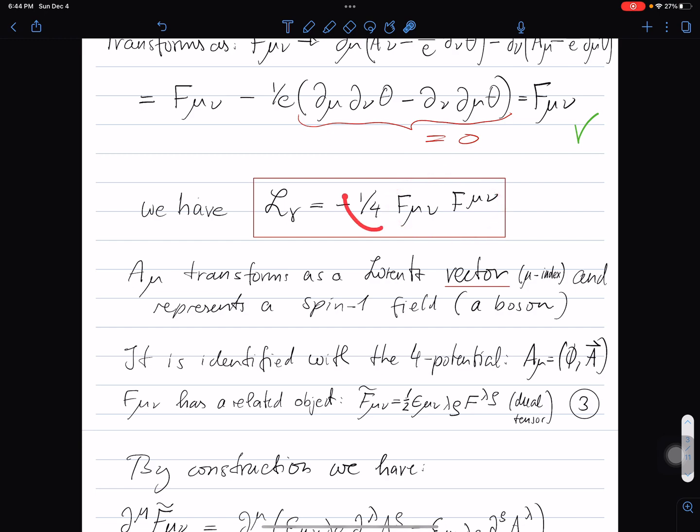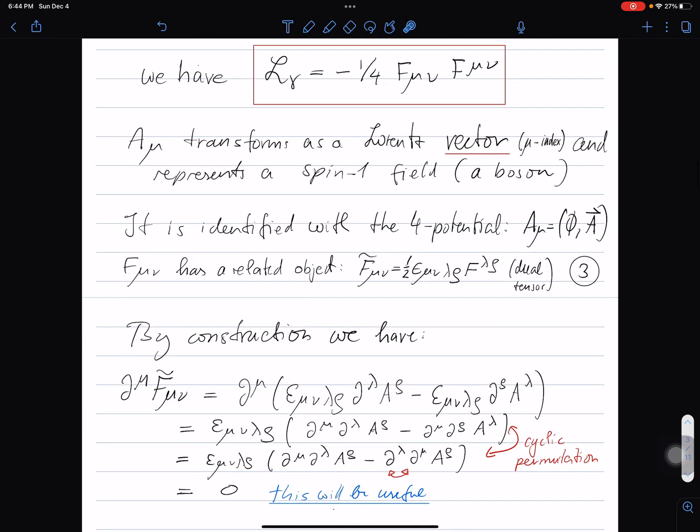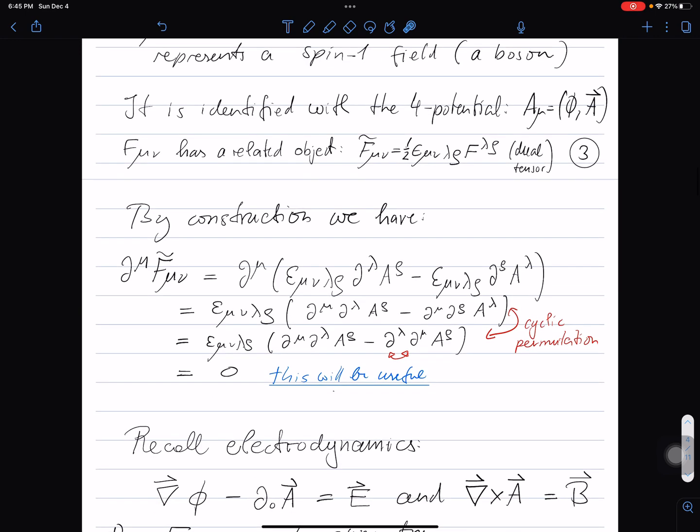contracting the indices with the appropriate prefactor to compensate for 4 possible contractions here. We get actually a well-defined kinetic energy term where we have d mu of the A squared terms. Good, so this is our kinetic energy for the photon, and we know also that the A mu in fact transforms as the Lorentz vector, where the mu index is indeed a Lorentz 4 index, and it represents a spin 1 field, and as it's an even spin field, it is a boson.